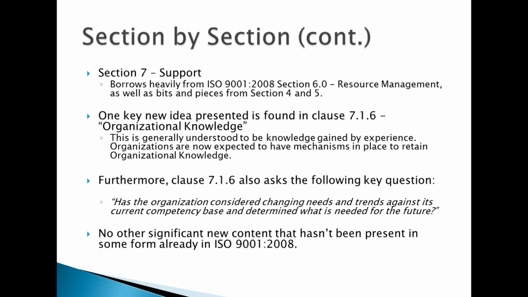In Section 7, we don't have a whole lot of new requirements. The primary new requirement is organizational knowledge, knowledge gained through experience. Also, are we considering trends and looking to the future? Beyond that, there really is not a whole lot of significant new content in 9001:2015 for Section 7.